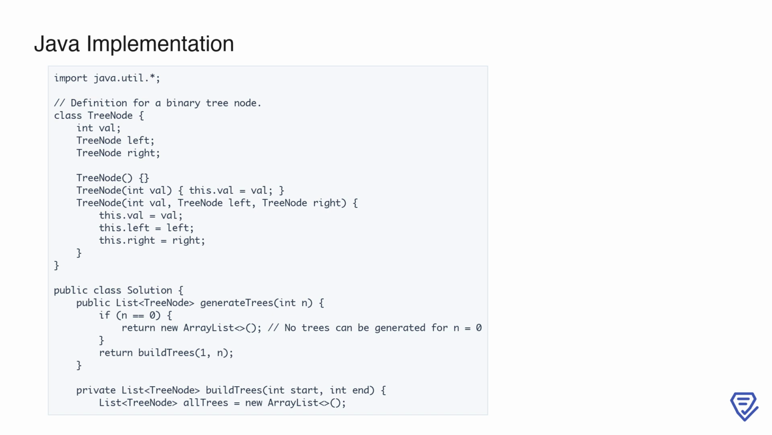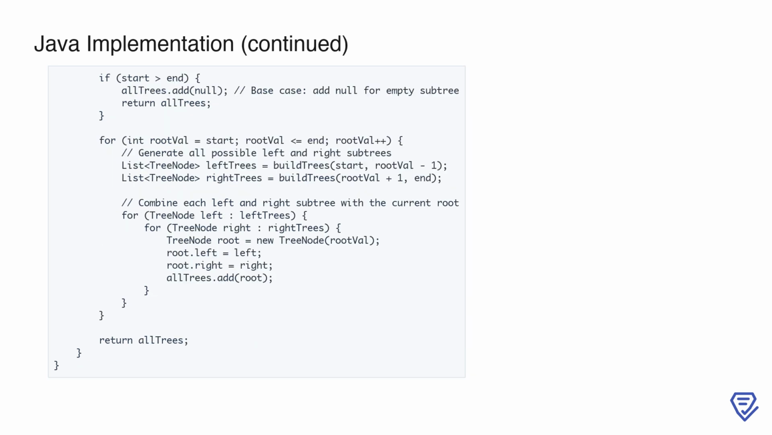Next, we move on to the Solution class, where the main logic resides. The method generateTrees is our entry point. It takes an integer n and returns a list of all unique binary search trees that can be constructed with values from 1 to n. If n is 0, meaning there are no values to form a tree, we return an empty list. Otherwise, we call a helper method, buildTrees, which generates all possible BSTs for the specified range of values. This helper method is key to our solution, as it recursively constructs trees for all combinations within the given range.